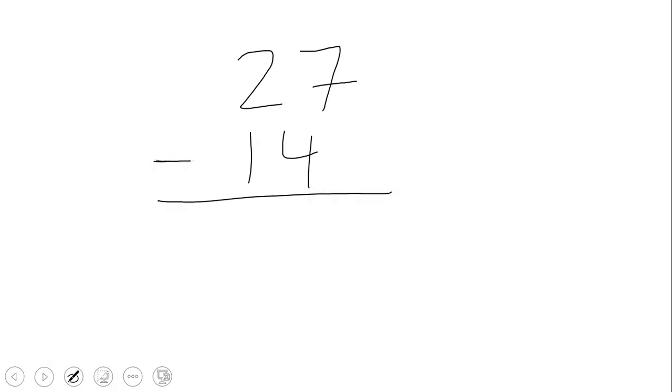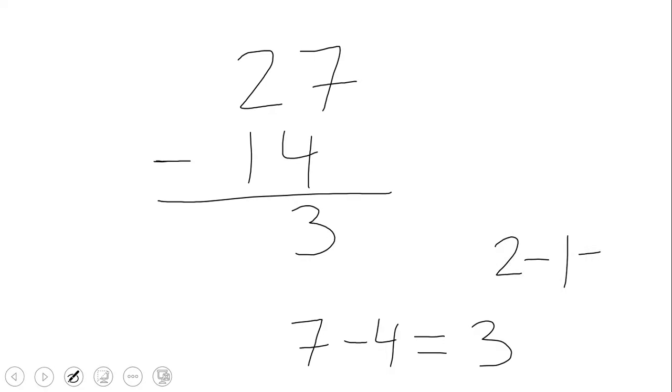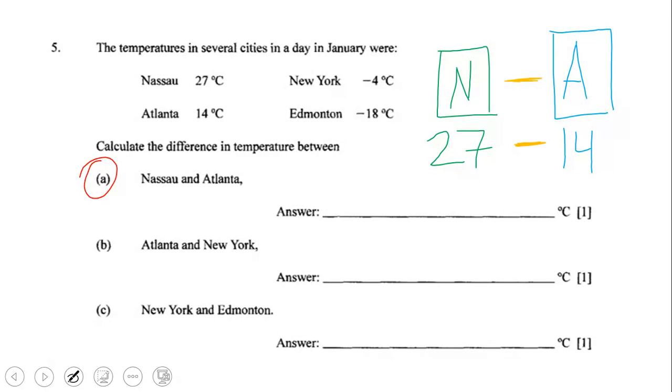So we begin with the ones column and we say 7 minus 4 equals 3. So we place the 3 here and we move on to the tens column and we say 2 minus 1. 2 minus 1 is indeed 1. So we have 1 here. So the answer to the subtraction problem is indeed 13. So we go to A and we place 13. So the difference in temperature between Nassau and Atlanta is 13 degrees Celsius.